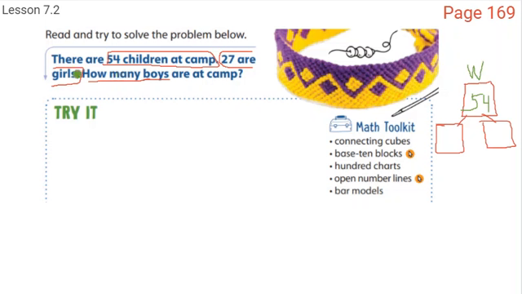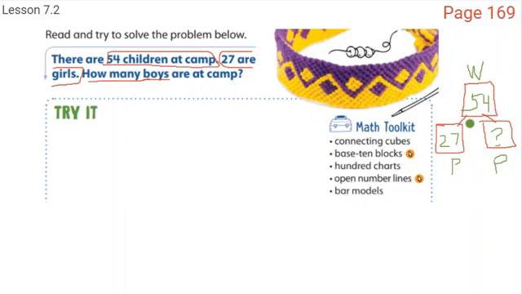And then it says 27 are girls. I'm going to put that over here, so 27. And that's one of the parts. So I'm going to have a P here. And then we have an unknown for the other part. So if you remember, you can say 27 plus something is equal to 54. Or you can say 54 minus something is 27.